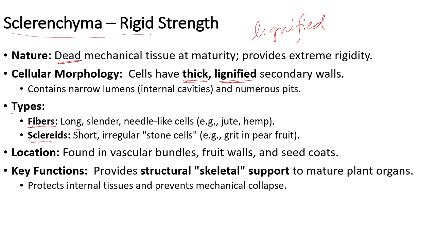The location of this tissue can be seen in the vascular bundles, in the fruit walls, in the seed coats, or usually at all the places where there is a need of more mechanical strength. At all such locations, sclerenchyma is present in huge quantity. The key function is structural or skeletal support, or mainly we can say that it is the very important mechanical tissue.